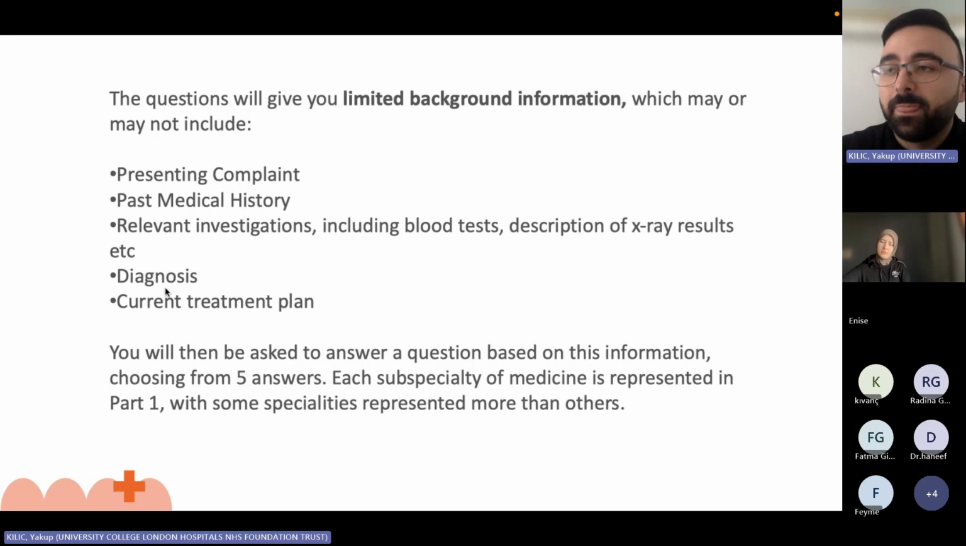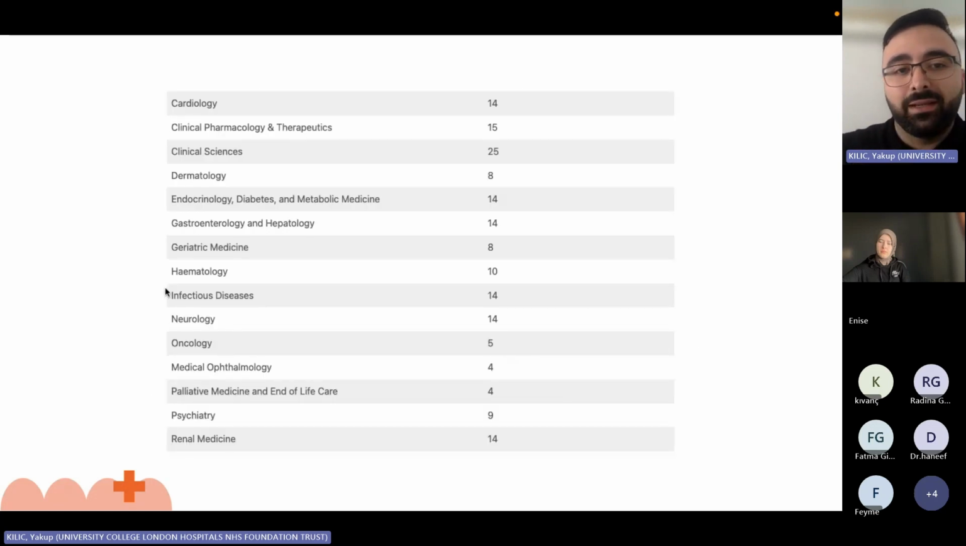Again, it's not impossible. If you do multiple questions regularly, you're bound to pass, and if you work hard, you're bound to pass. In terms of the subspecialties, or the type of specialty questions asked within this exam, almost all specialties are covered. The only one that I don't have here is rheumatology. So for example, for cardiology, you have 14, clinical pharmacology 15, clinical science 25, even things like psychiatry, so it's very important, 9, pediatrics.